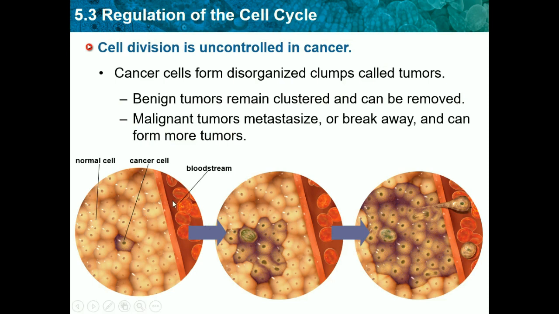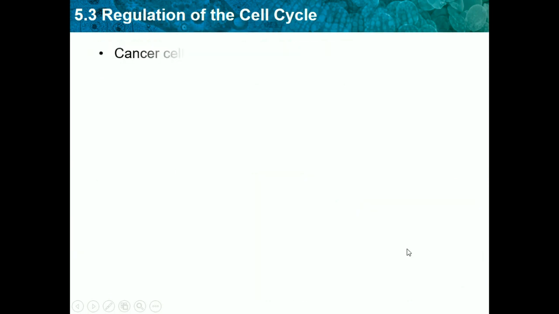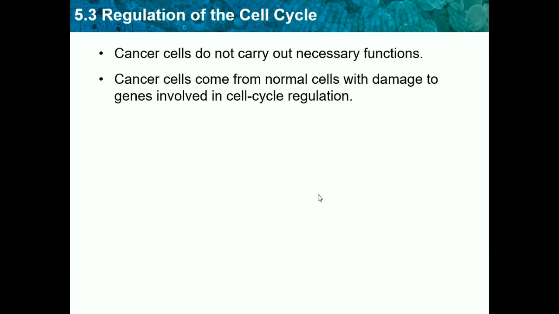And as you can see, this is the bloodstream right here. And right here it shows some cancer cells seeping into the bloodstream, and they're going to affect even more stuff. So it's good to catch cancer early, or basically you'll get cancer all over. So cancer cells do not carry out necessary functions, which is totally noticeable because they're cancer cells. They're not supposed to do what they want to do. They're going to do the opposite, like they're going to do bad things.